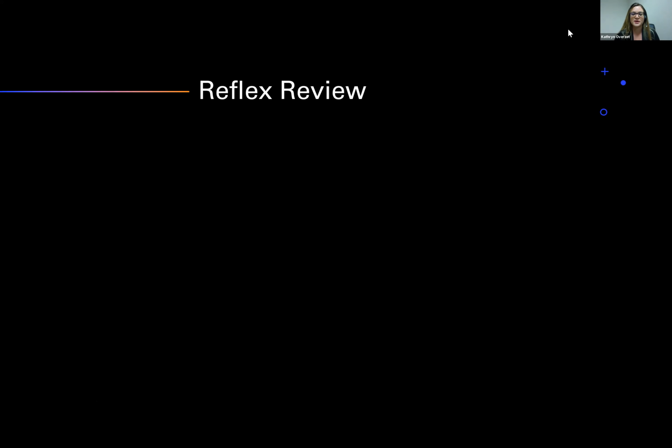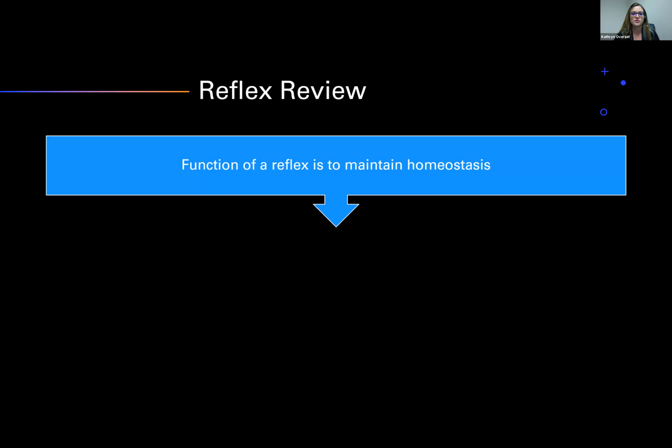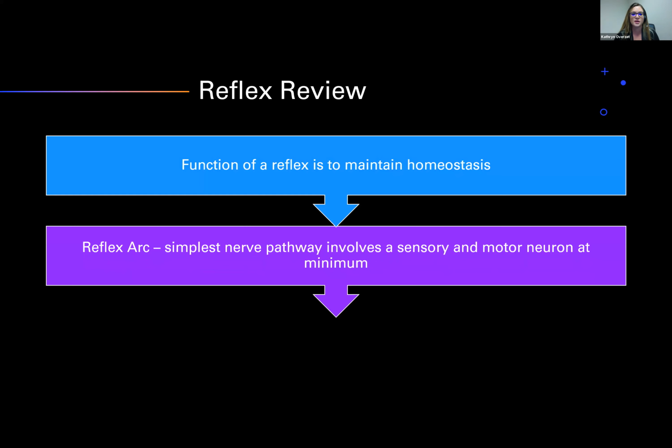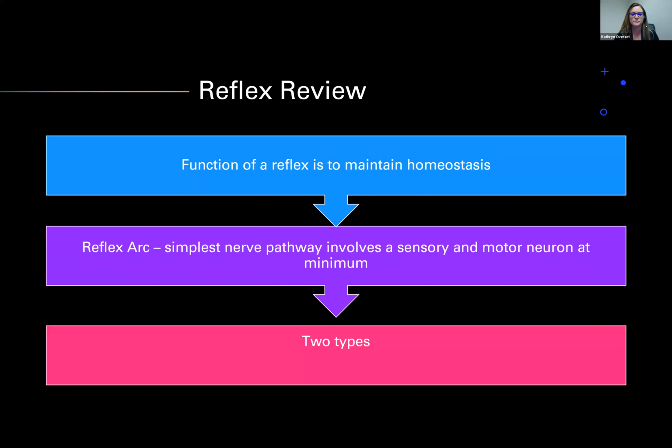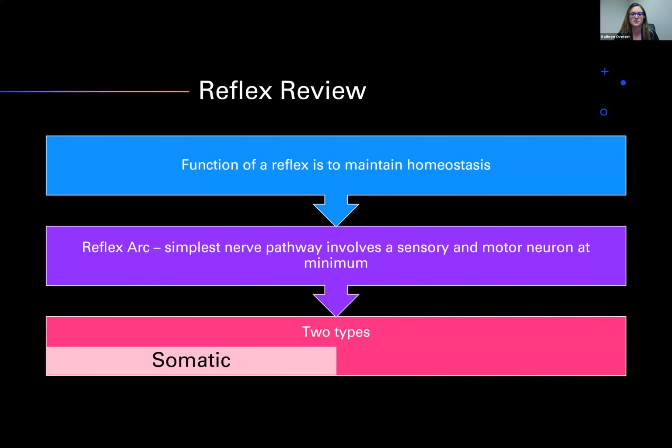Okay, so let's just do a quick reflex review to help you answer that question a little bit. The function of any reflex is to maintain homeostasis in the body. A reflex arc is the simplest nerve pathway in the body, and it involves the sensory and motor neuron at minimum. There are 2 types: somatic and autonomic, or visceral.